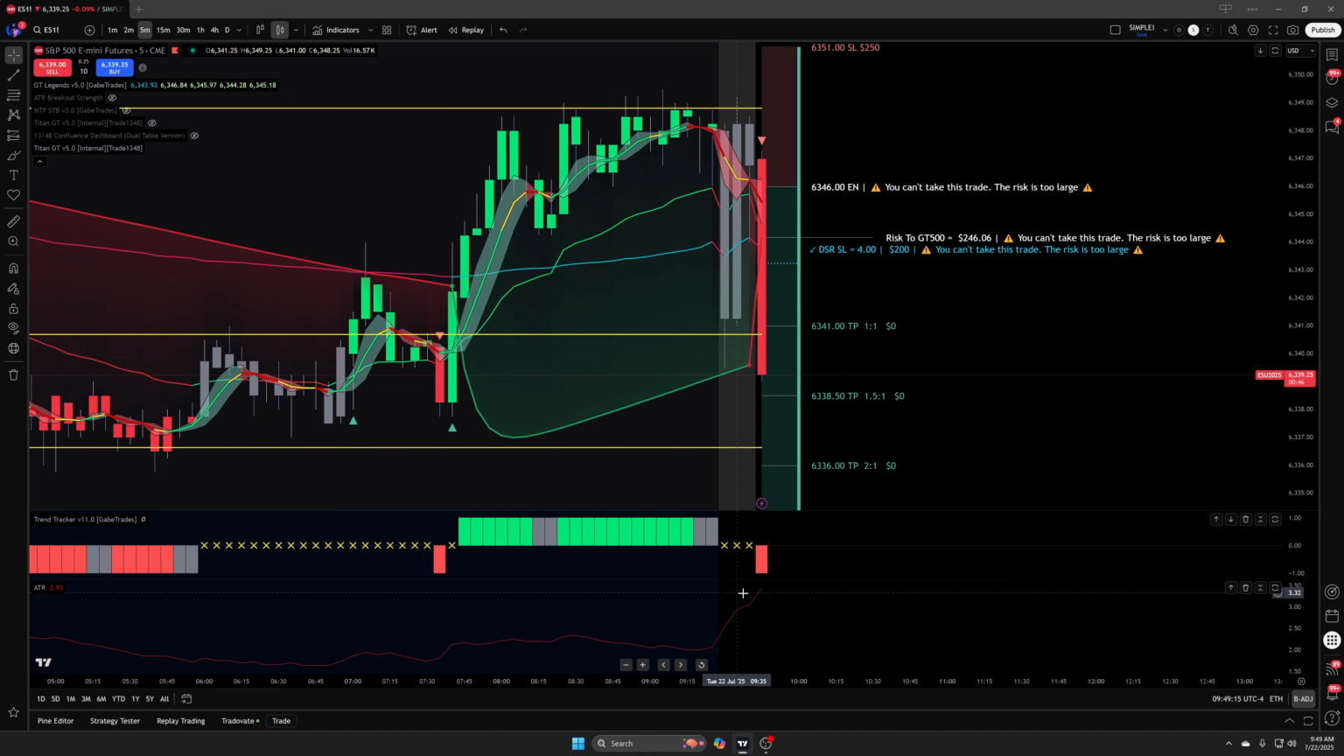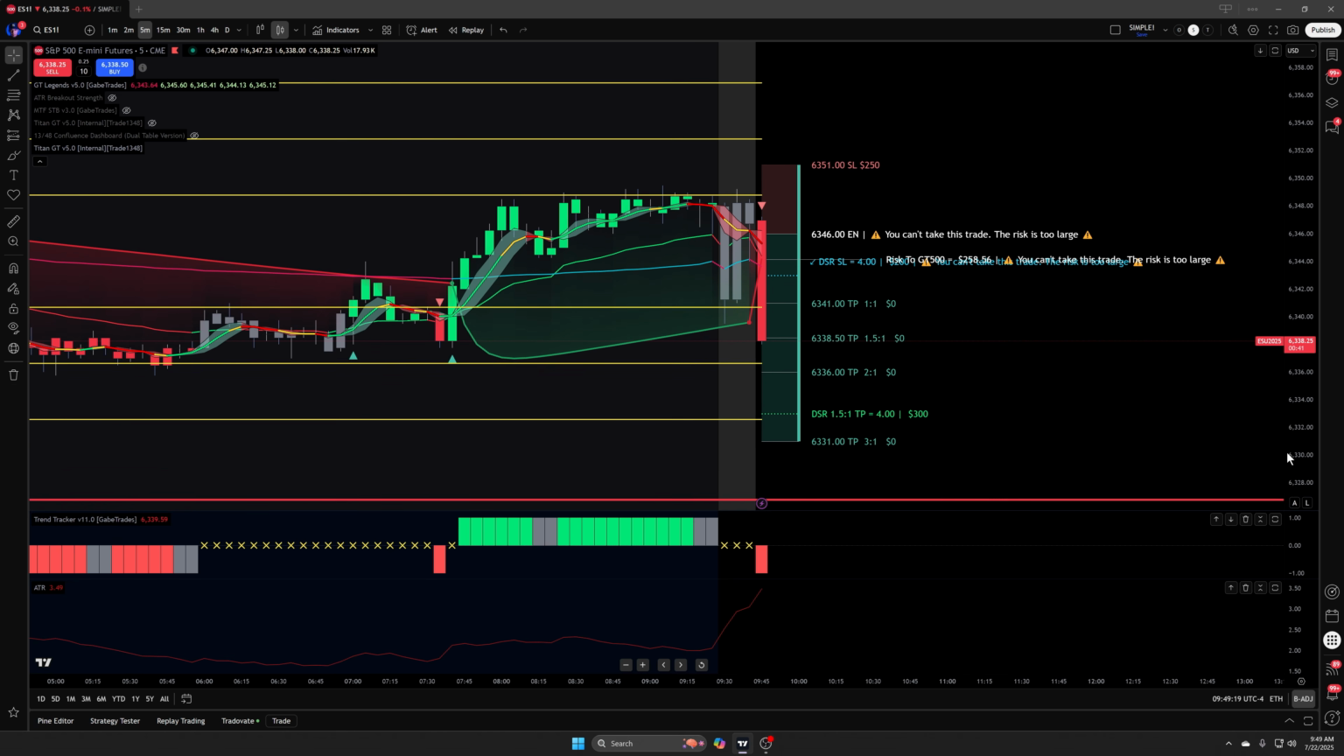So again, this just proves that one stop is pretty much not universal. Because 3 points on ES would essentially be 12 ticks, whereas 20 points on NQ is going to be 80 ticks. So you need to know basically the average move, and we can see that here with ATR. Now we have a move down. This is a really large candle, a very aggressive candle.